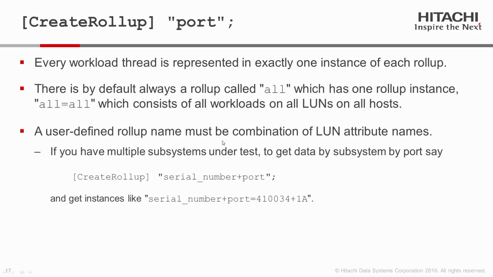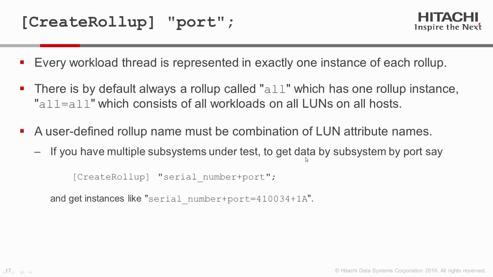Each user-defined rollup name must be a combination of one or more LUN attribute names. The example at the top here, create rollup port, is the statement you'd use to get a rollup for each port name, all the workload threads that correspond to that port, like 1A. And this is an example of a combined rollup name of more than one attribute.